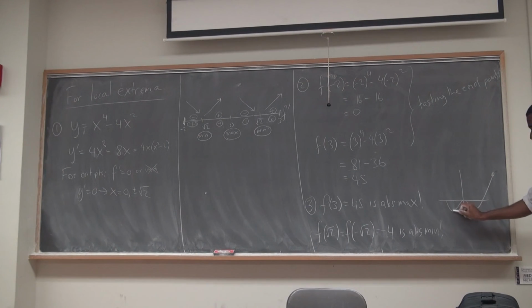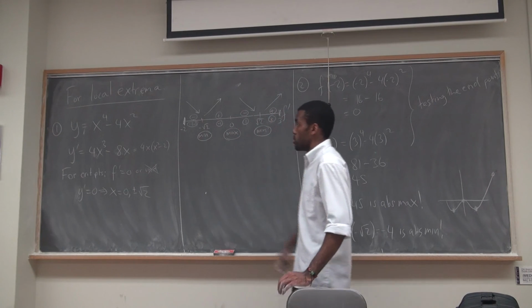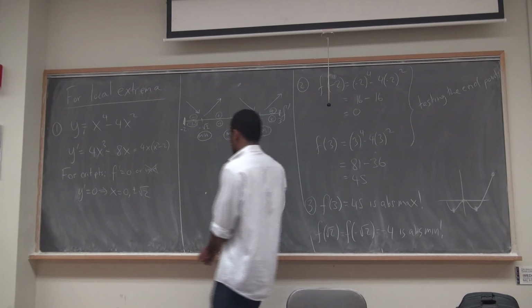It says when I'm at minus radical 2, I'm a local minimum. If I'm at 0, I'm a local maximum. If I'm at positive radical 2, I'm a local minimum, right? And you can do all this by plugging into the first derivative and checking the signs in between the critical numbers. For now, we'll stop there.